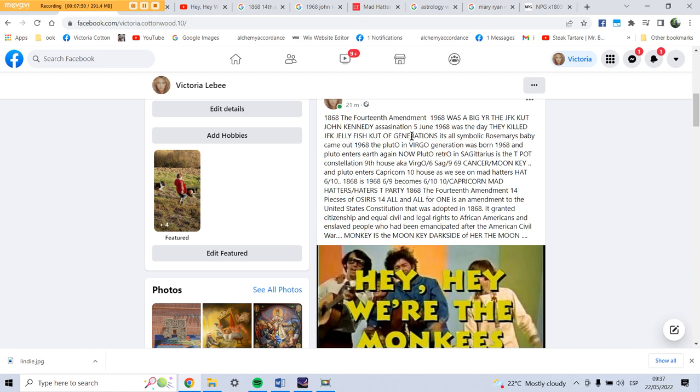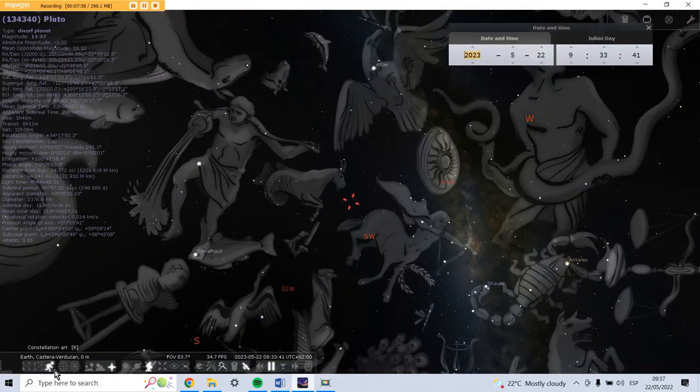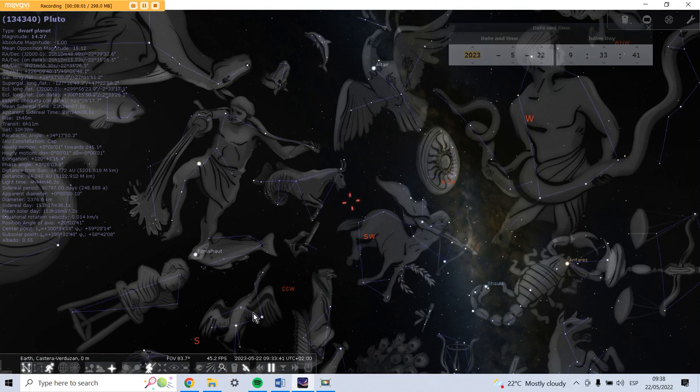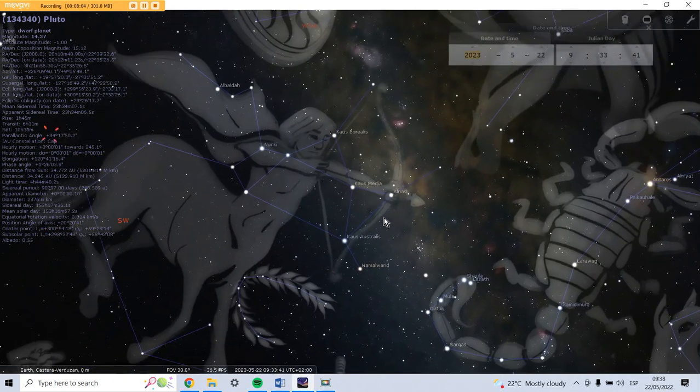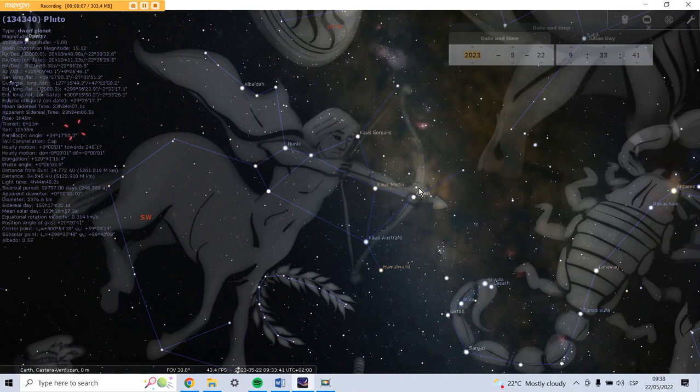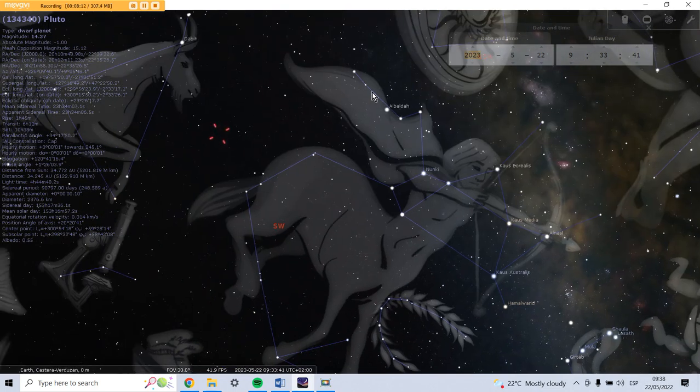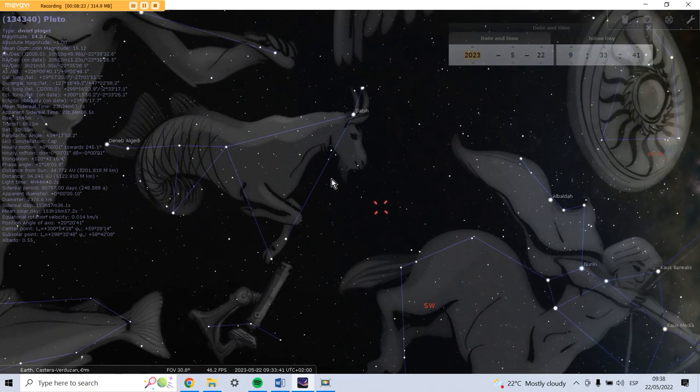And Pluto enters Earth again now. Pluto's retro in Sagittarius is the Teapot constellation. I've shown you for years now. Show you again. There is the teapot. There's the spout. So Pluto is leaving Sagittarius, the 9th, to come into 10. So Pluto will have moved from 1968 mutable Earth into high cardinal Earth, which will activate all those people born with Pluto in Virgo. And this is bringing the Black Madonna energy.